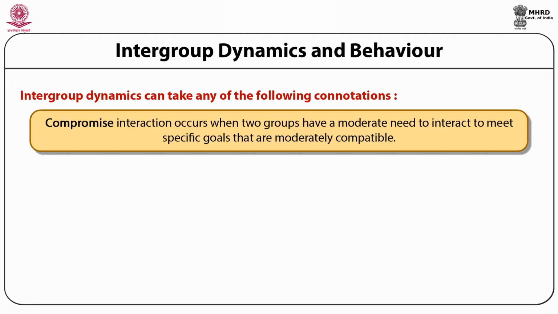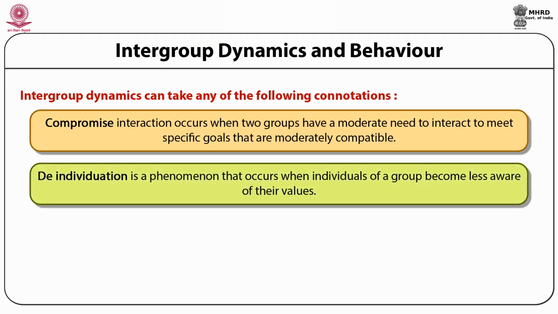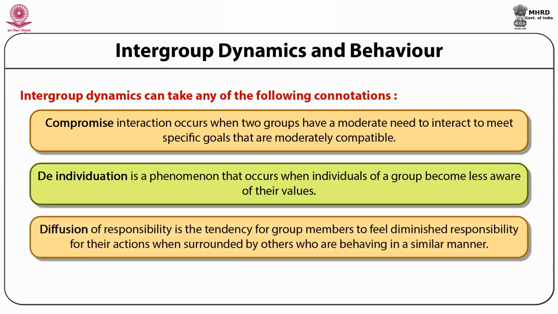Then there is another intergroup dynamics nature, which is de-individuation. Now, it's important to understand what de-individuation is. My dear students, this is a phenomenon that occurs when individuals of a group become less aware of their own value system. Another one is diffusion of responsibility. This is the tendency of the group members to feel diminished responsibility for their actions when surrounded by others who are behaving in a similar manner.